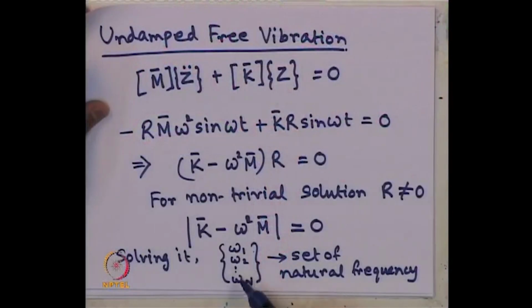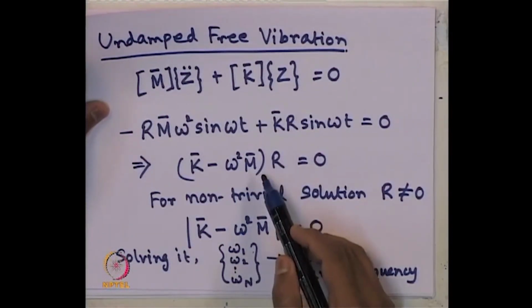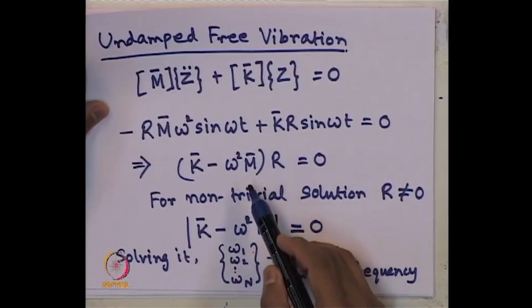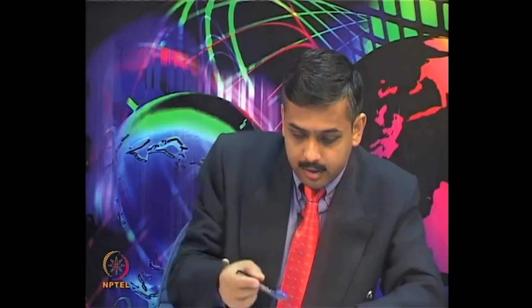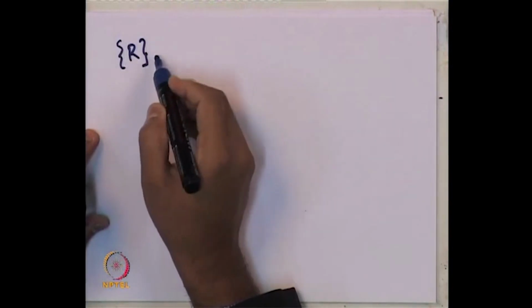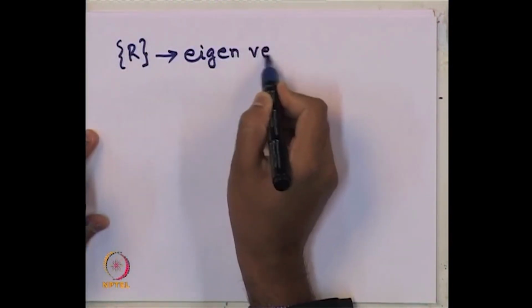Now, from these eigenvalues we got from this determinant, it becomes an eigenvalue problem, which will give us the value of r, which is nothing but an eigenvector, right. So, by putting those we will get the r vector, which is nothing but the eigenvector.